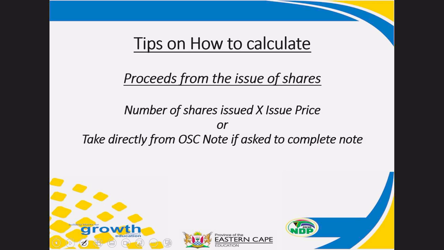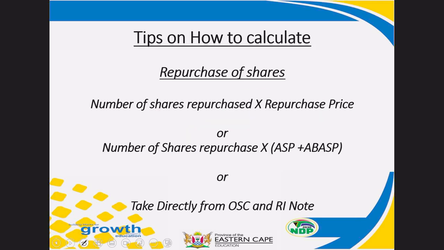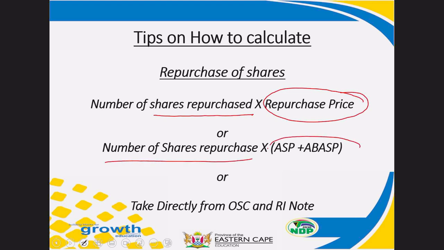Okay, when it comes to the proceeds from the number of shares issued, you will do the normal calculation, shares issued times the issue price, or you take it directly from the note. Then repurchase of shares, again, number of shares that is repurchased times the repurchase price, or you take the number of shares times the average share price plus the amount above the average share price, or take it directly from the two notes and complete it. Then the net change in cash and cash equivalent is the last part.